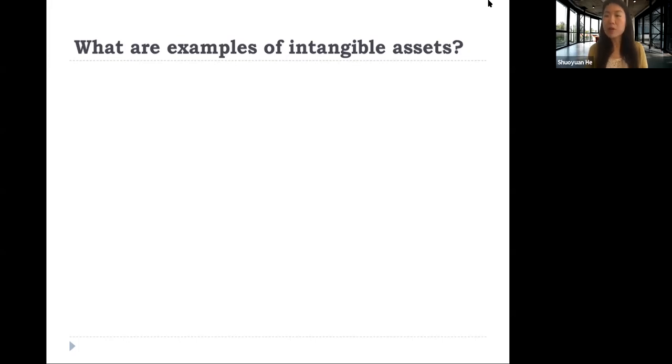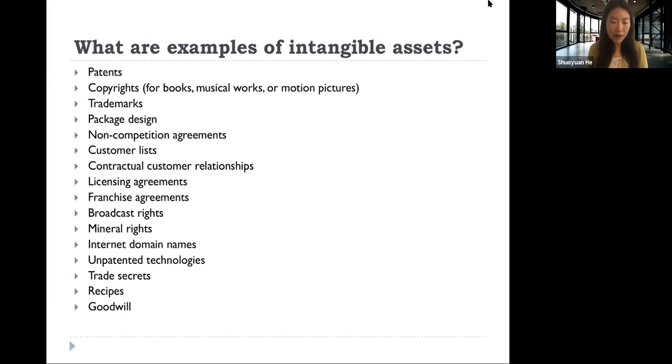So what are examples of intangible assets? Here is a list of examples of intangible assets, such as patent, copyright, trademark, customer list, that is also intangible. And then we have mineral rights, internet domain names, goodwill. So what is goodwill? We're going to talk about it in a minute. So let's look at some of those intangible assets in more detail.